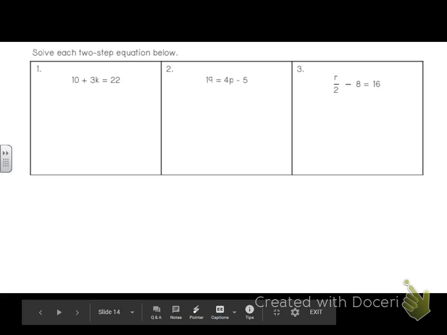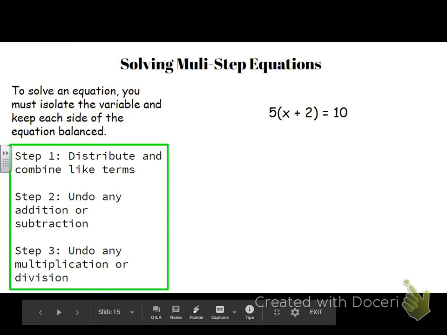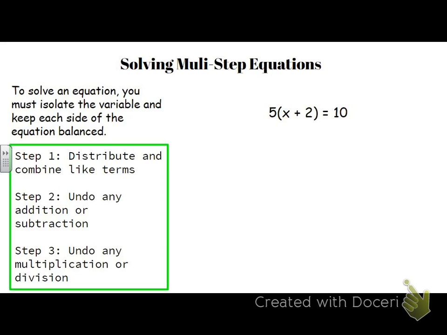Alright, and our last topic, as far as we're going in this video, is we're going to solve multi-step equations. So this is going to be equations that involve the distributive property. So to solve an equation, we're still sticking to that same concept. We must isolate the variable and keep each side of the equation balanced. So this one we have 3 steps here, kind of 3.5, 4 steps. So step 1, you're going to distribute and combine like terms. Step 2, you're going to undo any addition or subtraction. And step 3, you're going to undo any multiplication or division. So we're really just taking it one more step further from the previous examples.